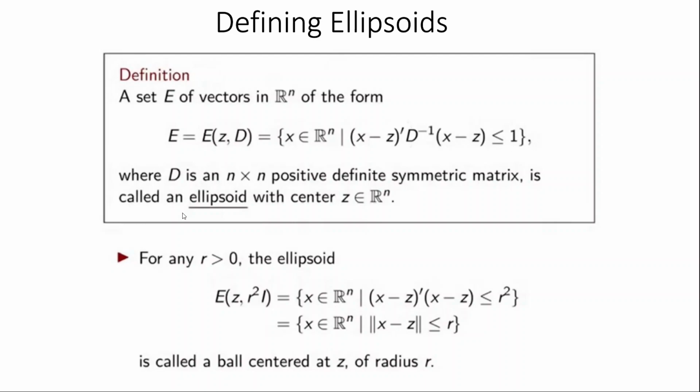Another important ellipsoid is a ball. The ball is an ellipsoid that is centered at z but with radius r. So the equation of the ball becomes (x - z) transpose (x - z) less than or equal to r squared. Okay, let's move forward.